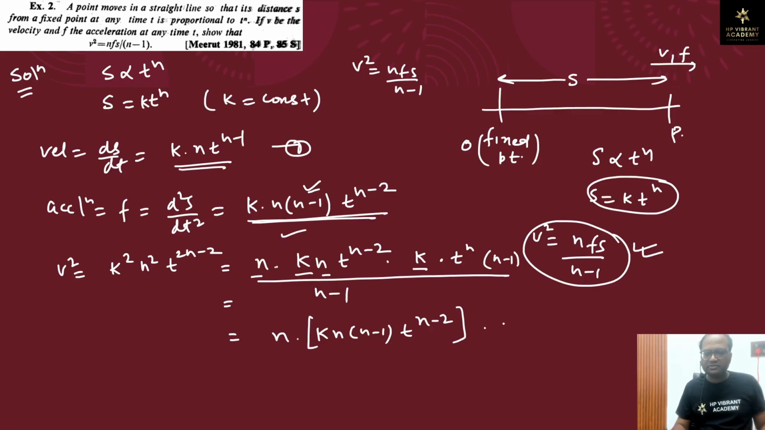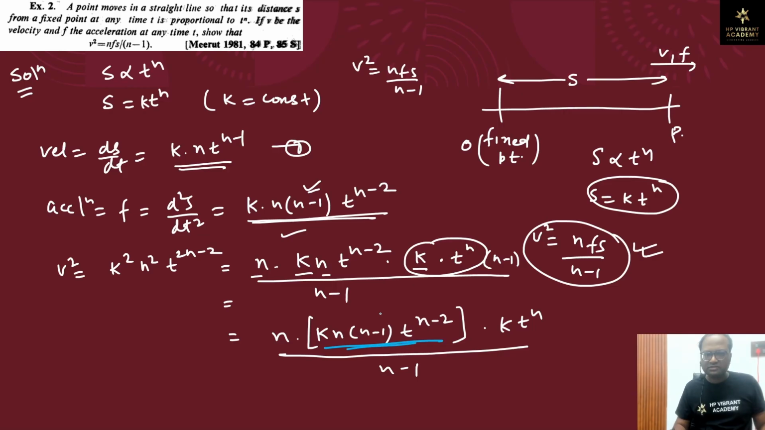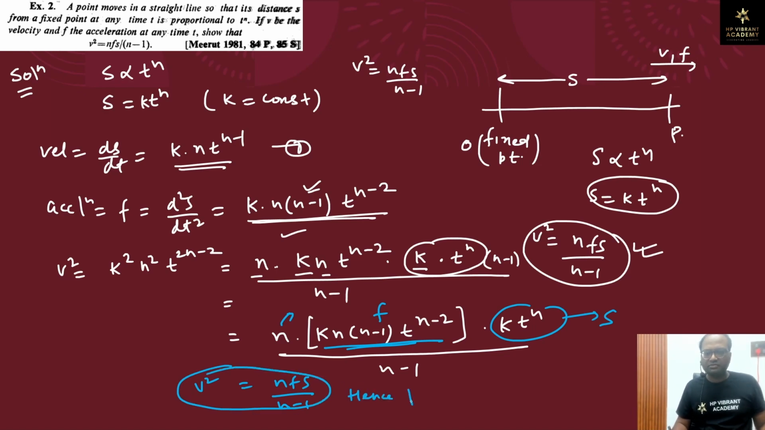Now we are left with k times this one, k times t to the power n upon n minus 1. Okay, so let us compare this. We have this particular expression as f, this is n and this is s. So this is equal to nfs upon n minus 1. This is v square. Hence, what we have to show is v square is equal to nfs upon n minus 1. This is the required solution.